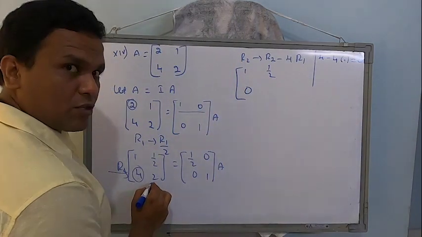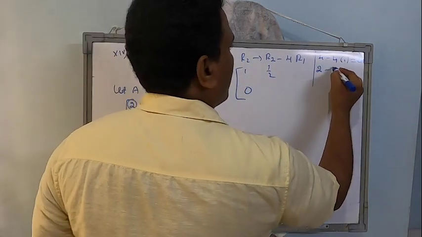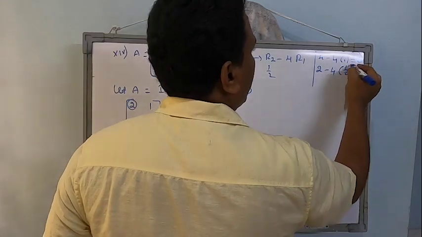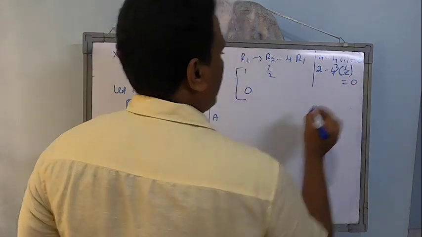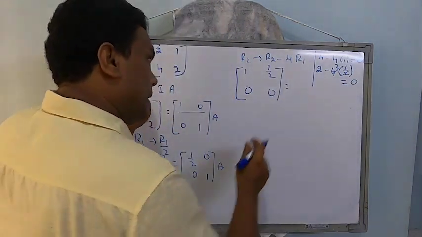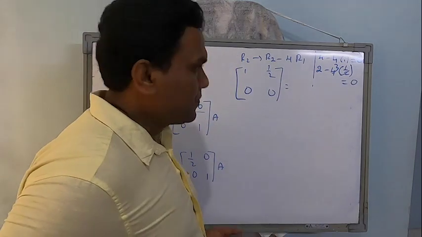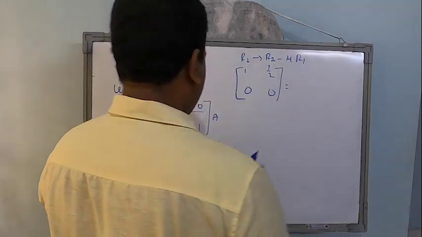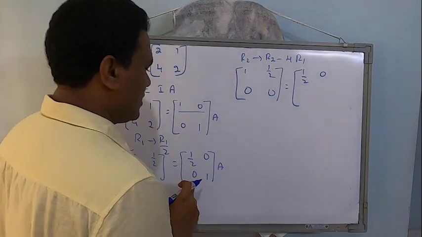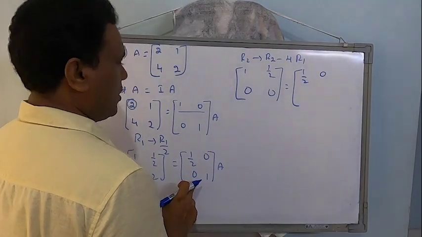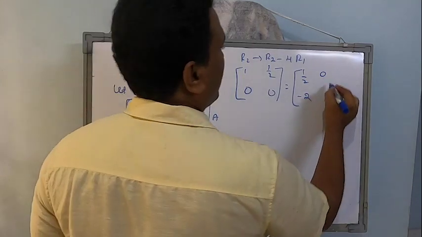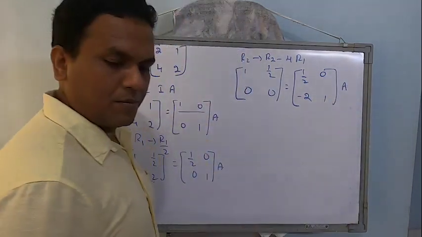The same thing should be applied for this also. 2 minus 4. Just above that I have an element 1 by 2. What is that I am going to get? I am going to get this as 0. Okay. The right side have some matrix. So on the right side have a matrix called as 1 by 2, 0. Right. So 0 minus 4, so that's going to be minus 2. Then it's going to be 1.